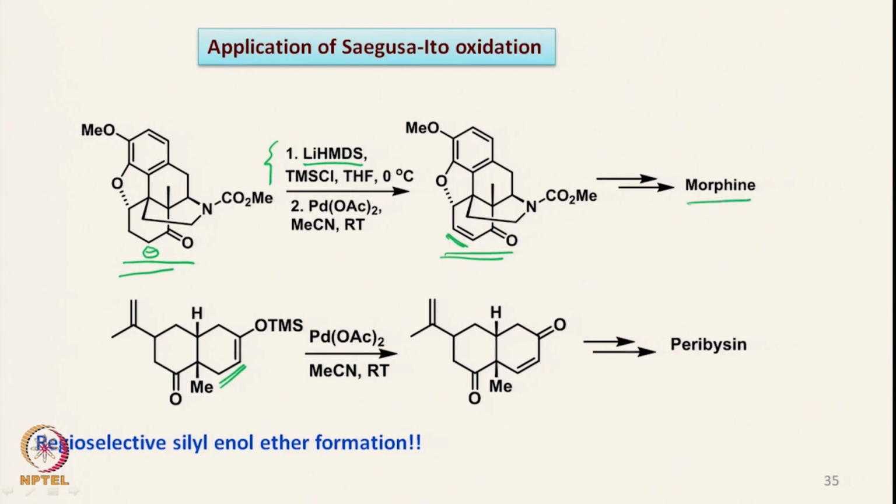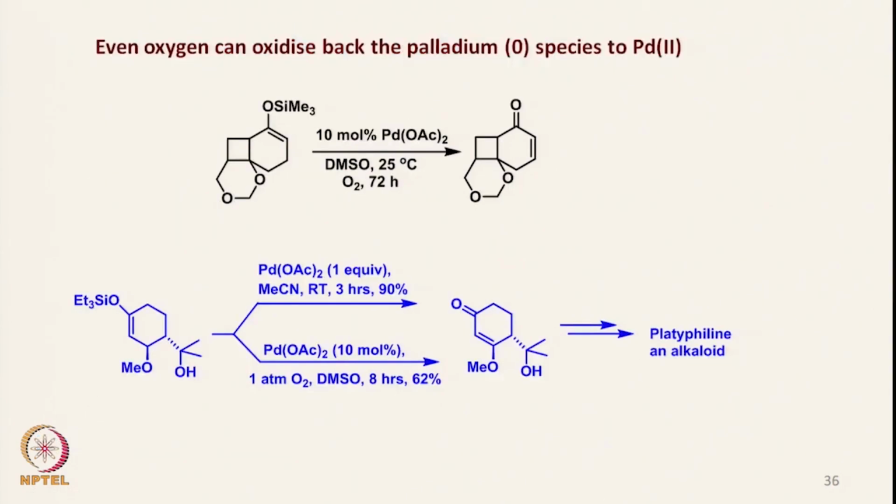Now this has been converted into the alkaloid morphine, whereas this has been converted to another natural product called periplanone. Of course, you have to get to these enol silyl ethers in a very regioselective fashion. In this case there is no problem, but in this other case one has to develop differently how one can get to this enol silyl ether. Once you have got it, you can see that at room temperature, in just one step, one can get this reaction done. So this is what I have discussed so far, and there are many more examples in the literature.